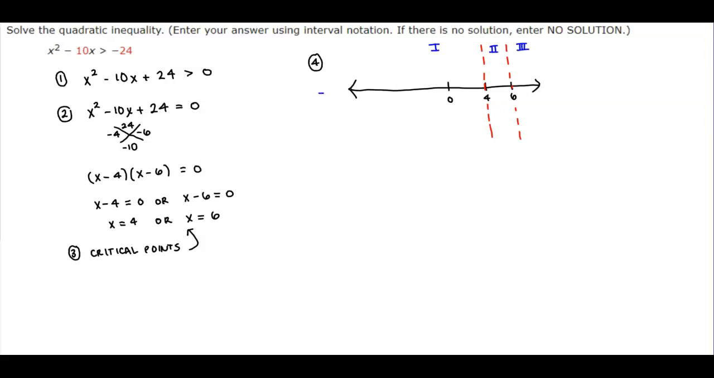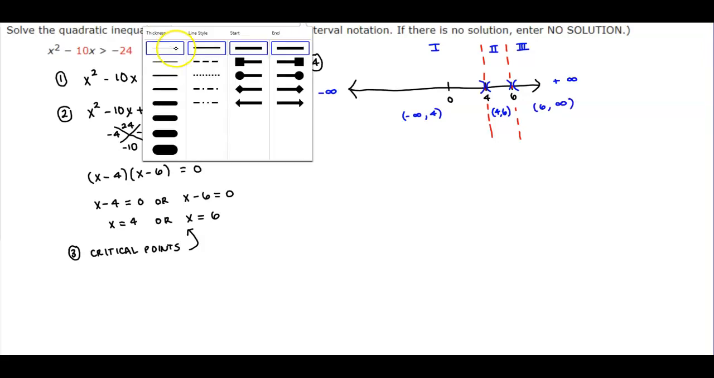So in region 1, we're going to go from negative infinity all the way to the value of 4. Now, in order to know whether it's a parenthesis or a bracket, well, this says greater than. So that means it's not greater than or equal to, so we have a parenthesis. So the first interval goes from negative infinity to positive 4. Next, we have the interval in region 2 that is in between 4 and then 6. And then region 3 goes from 6 to positive infinity.